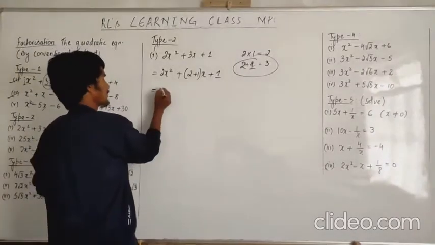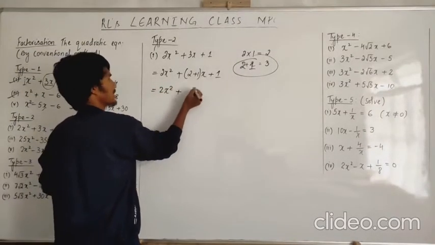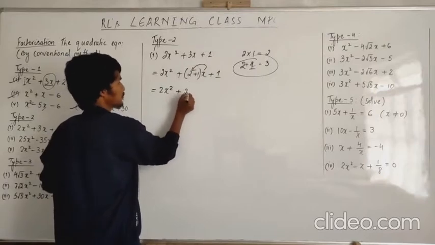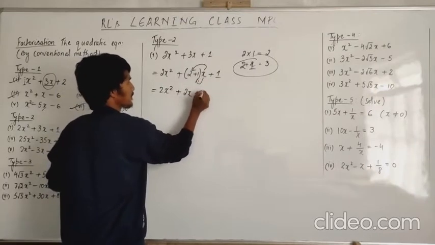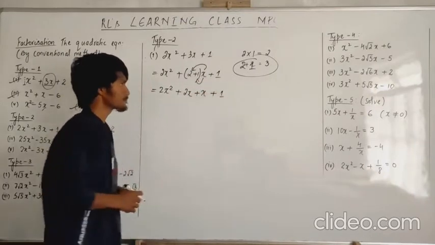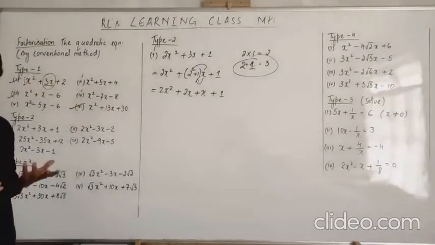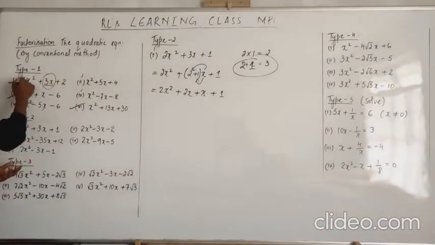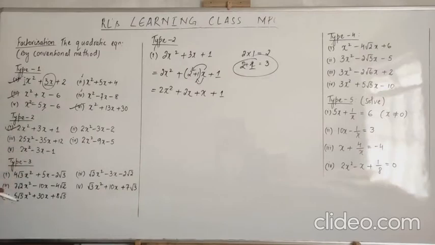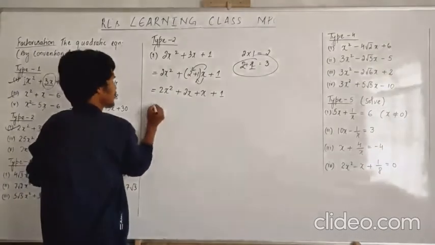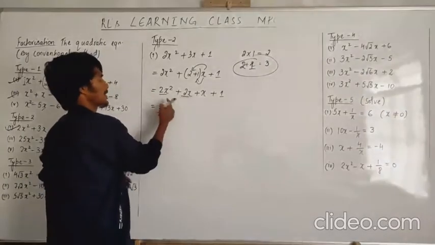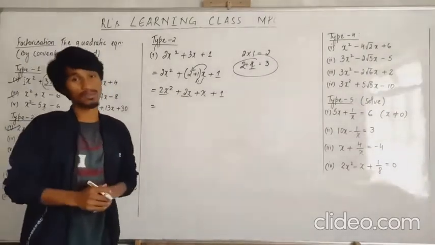Then again the last part: x into 2 we got 2x, then x into 1 we got x, then plus 1. There's no difference, it is the same as this one and this one. This question and this question are the same question. But here, what is common? Now you see where it is different.